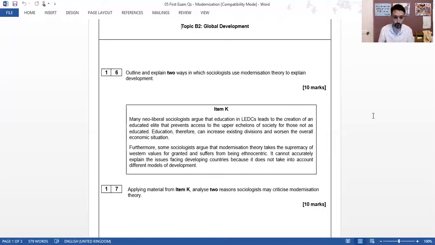So the item in this particular instance says, many neoliberal sociologists argue that education in LEDCs leads to the creation of an educated elite that prevents access to the upper echelons of society for those not as educated. Education, therefore, can increase existing divisions and worsen the overall economic situation.